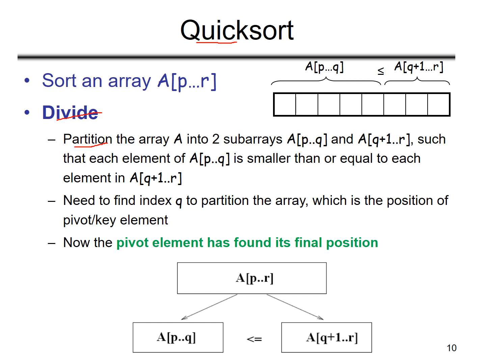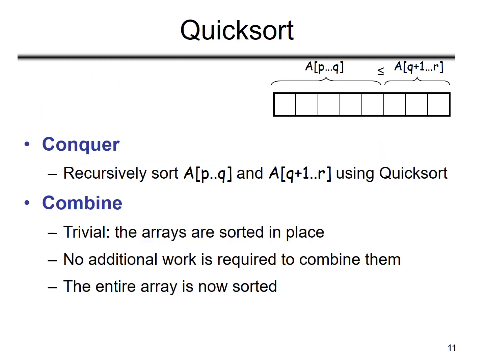And the beauty is that when I place the pivot element at this position, the pivot element has found its final position. It doesn't have to be disturbed hereafter. So every time I'll be putting one element into its final position. So this is the conquering. Each partitioned sublist has to be sorted by calling the quicksort recursively.